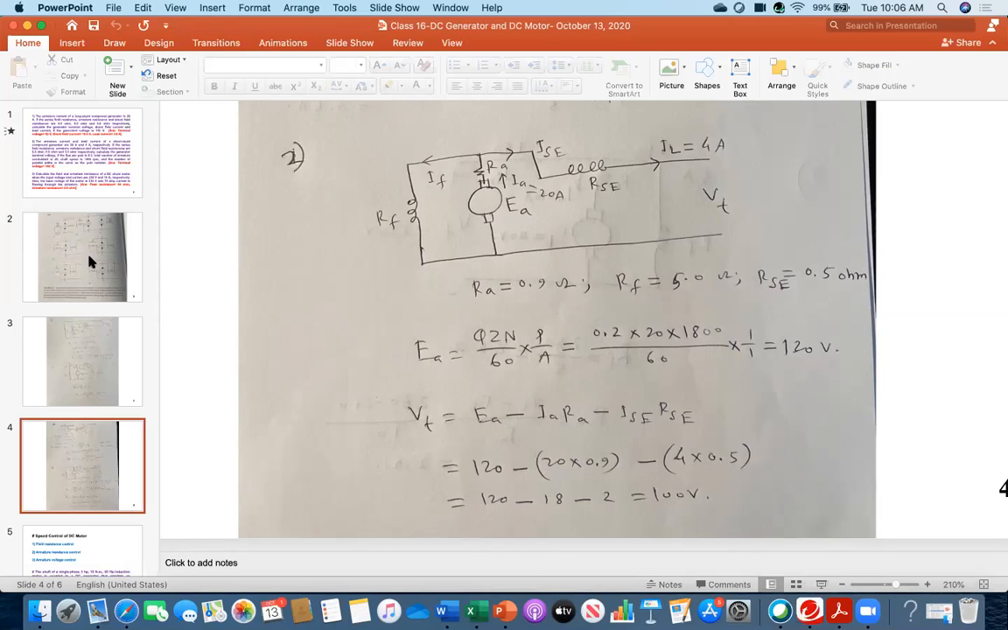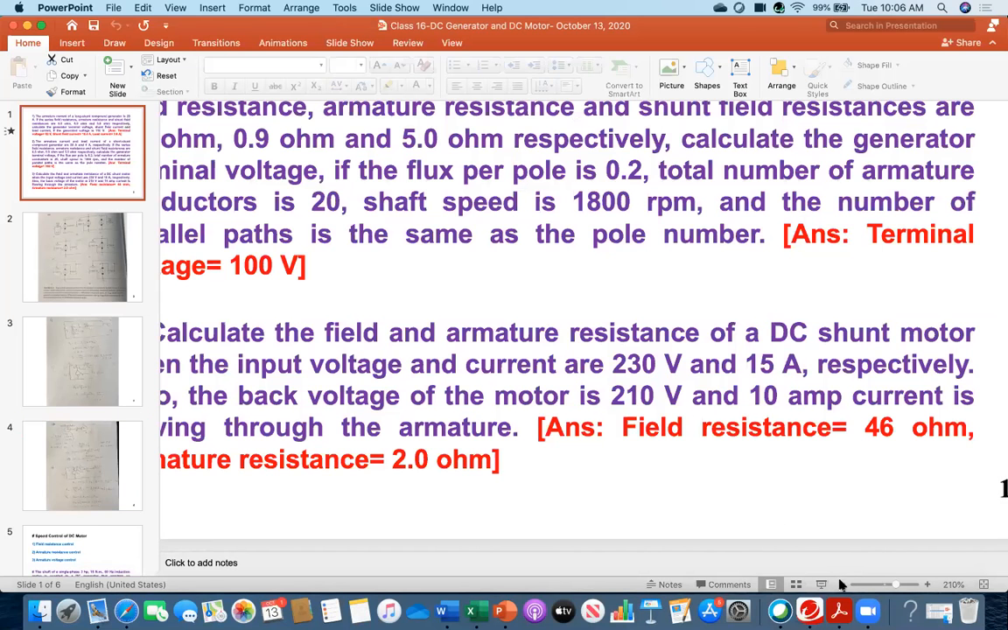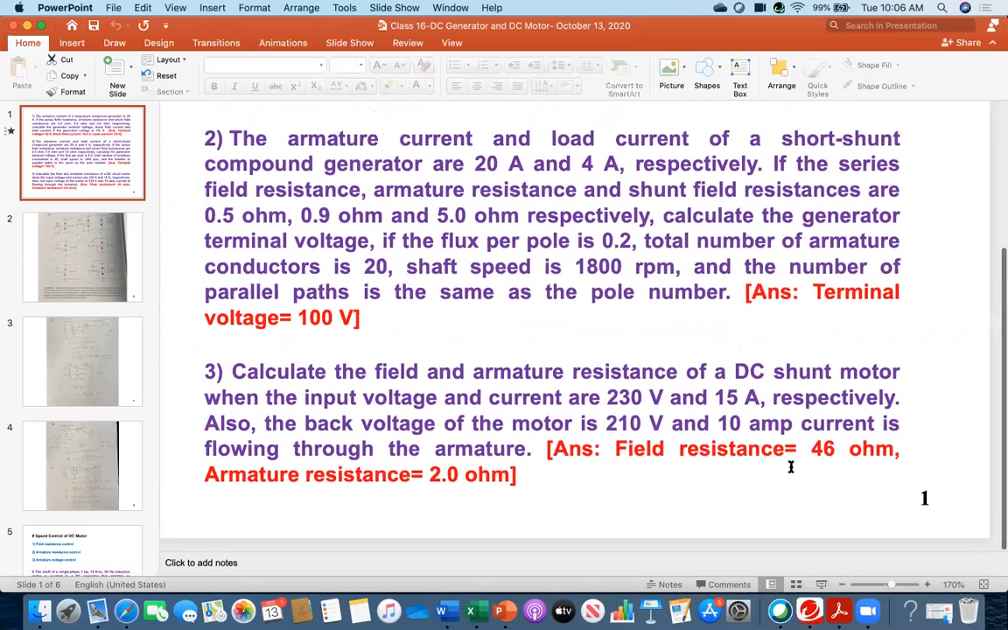Okay, so now I'm going to number 3. Everybody read number 3. Calculate the field and armature resistance of a DC shunt motor when the input voltage and current are 230 volt and 15 ampere respectively. Also, the back voltage of the motor is 210 volt and 10 ampere current is flowing through the armature. So here you have to find out the field resistance and armature resistance of a DC shunt motor.